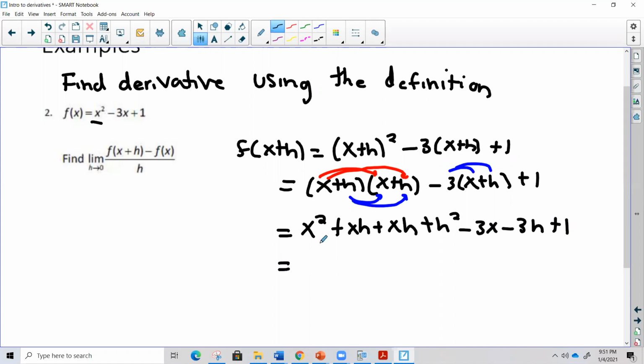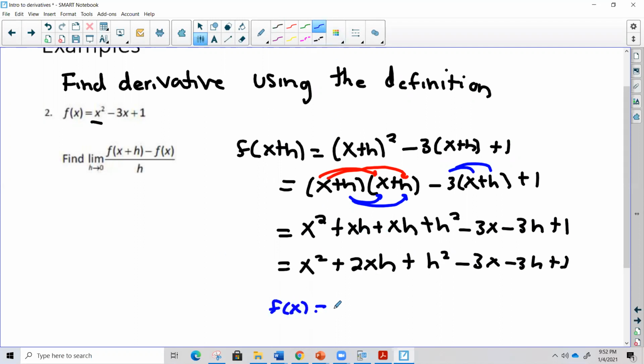Then I'm going to combine anything I can. So I have x squared, I have xh plus xh, which is 2xh, because there's a 1 in front if we don't write it, plus h squared minus 3x minus 3h plus 1. Okay, so this is all of what f of x plus h is. F of x is just what they gave me, which is x squared minus 3x plus 1.